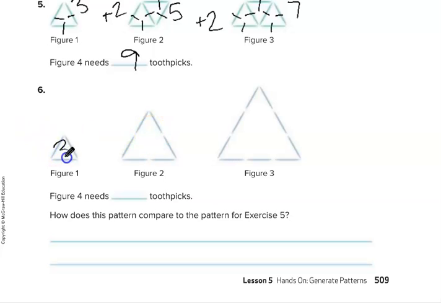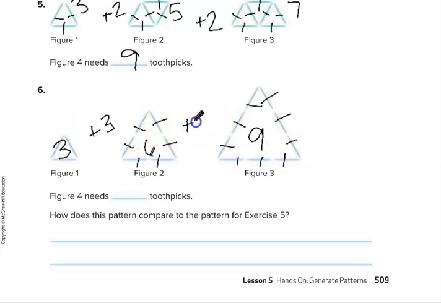Okay, so I have 3 toothpicks here. 1, 2, 3, 4, 5, 6. 1, 2, 3, 4, 5, 6, 7, 8, 9. So the pattern is to add 3 each time. So if I were to make a figure 4, I would need to add 3. 9 plus 3 is 12.